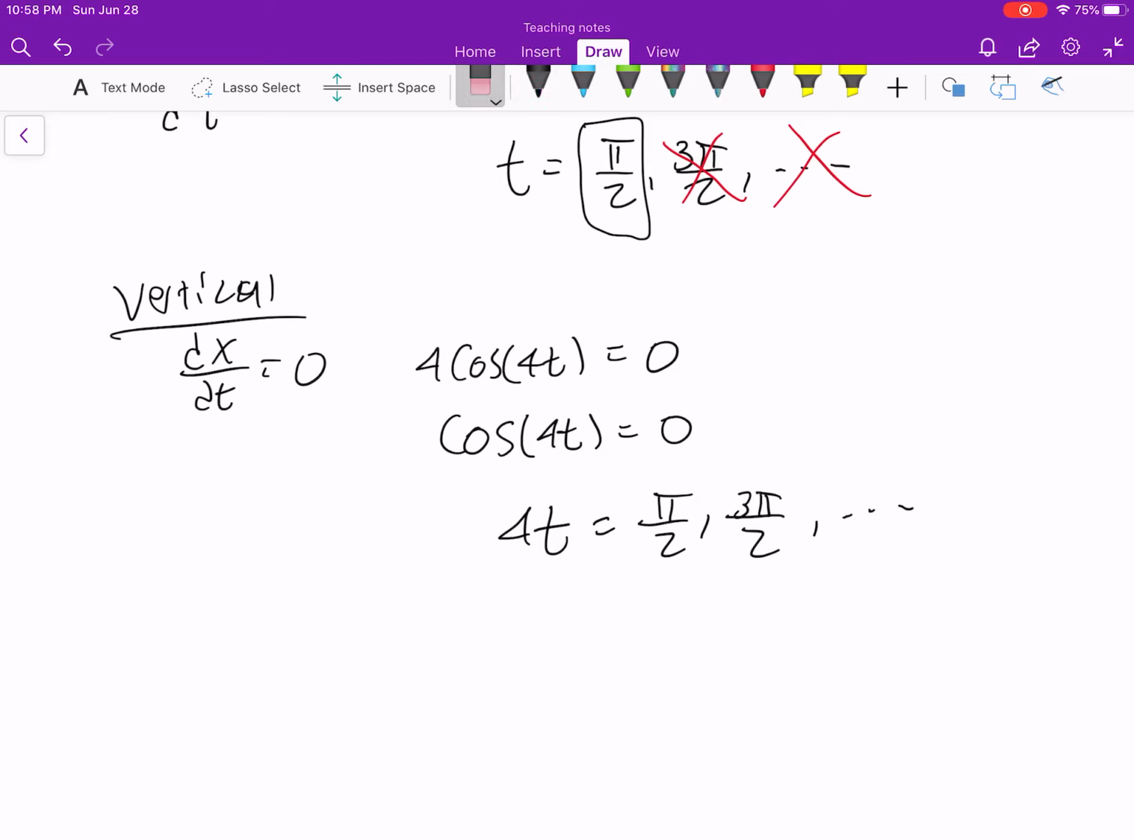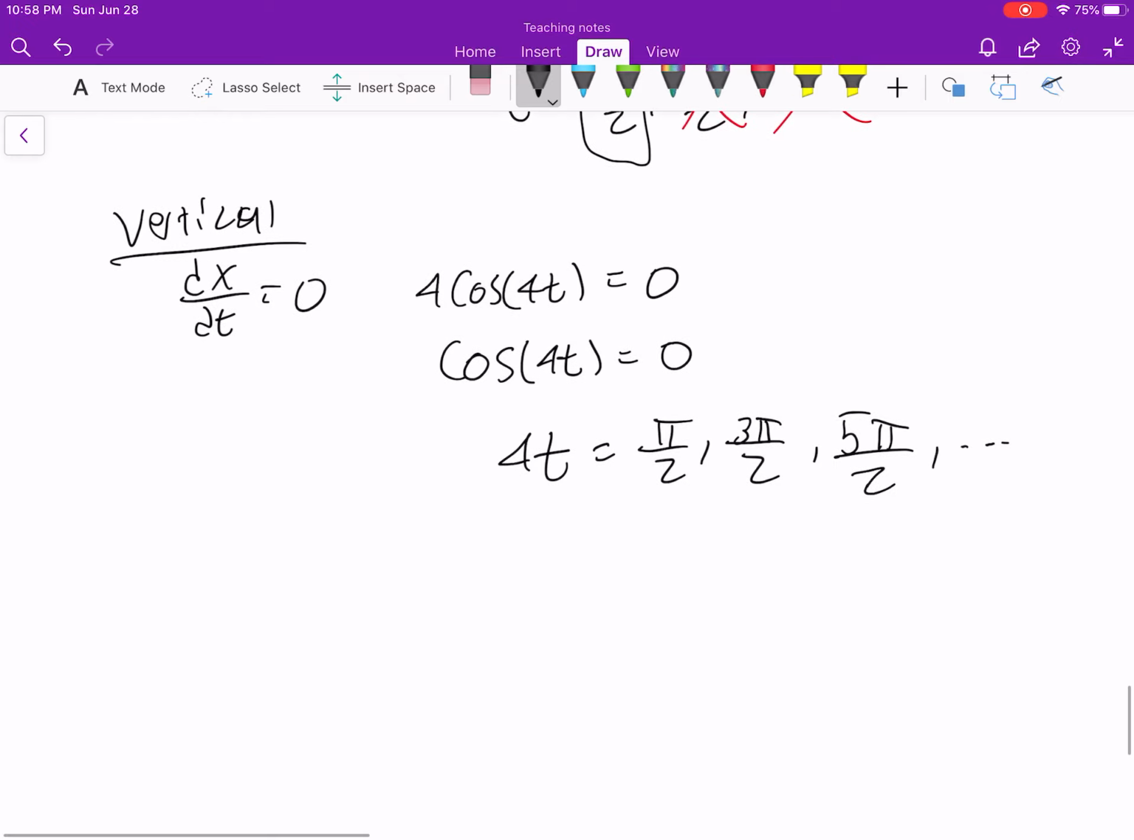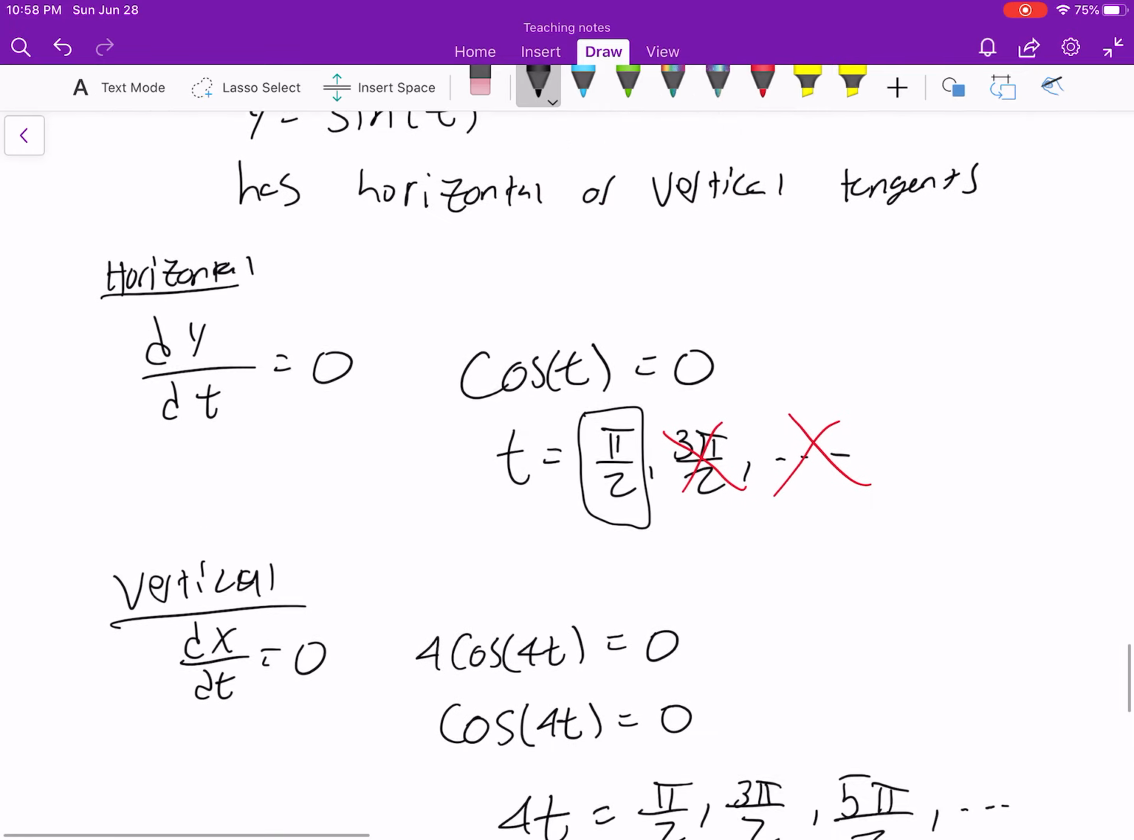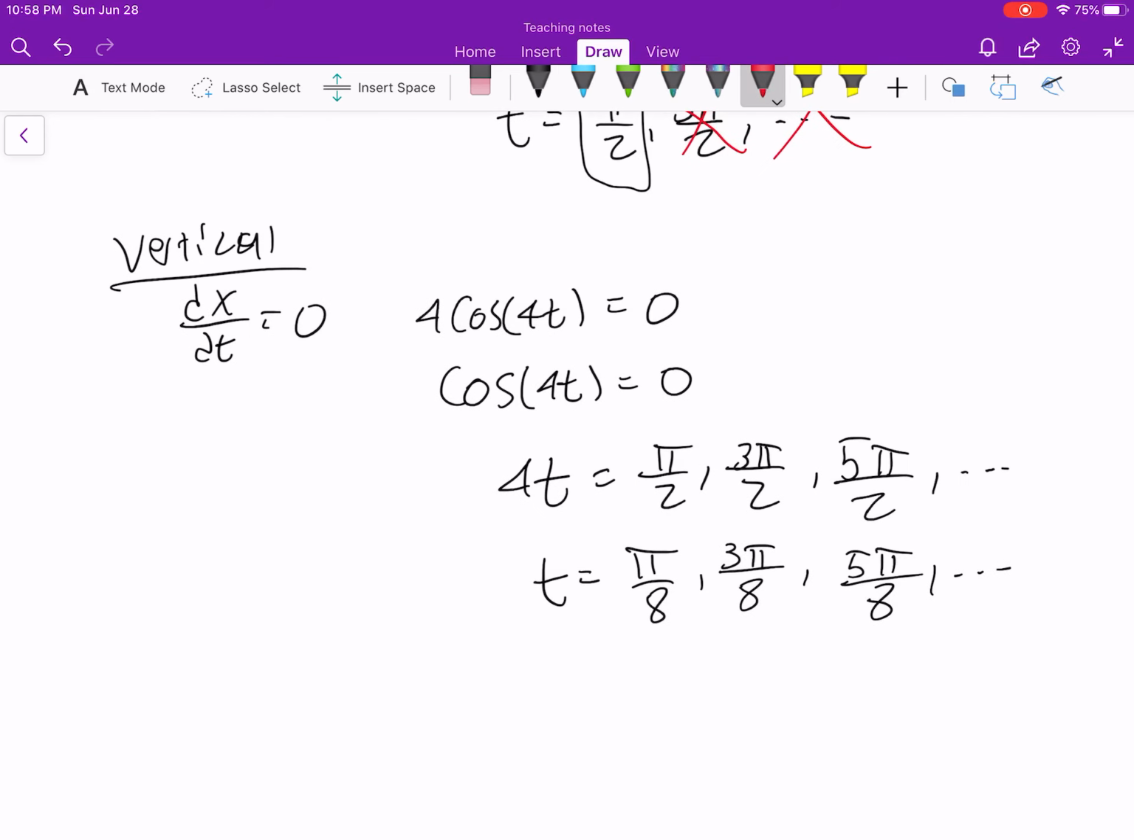Let's go ahead and get one more just so I can make an example. I didn't require this, but it'll show you what else can happen. So that means t is equal to, I just divide all of these by 4, pi over 8, 3 pi over 8, 5 pi over 8, and so on. Again, I gave you the restriction that t was between 0 and pi over 2. So 3 pi over 8 is less than pi over 2, and anything higher than that I ignore. And these are my vertical tangents.